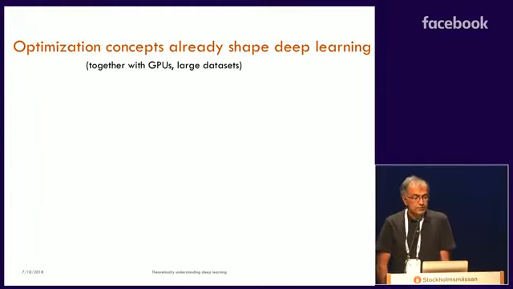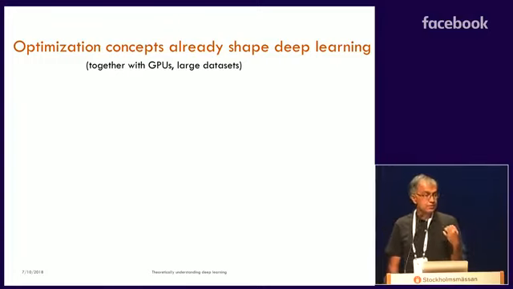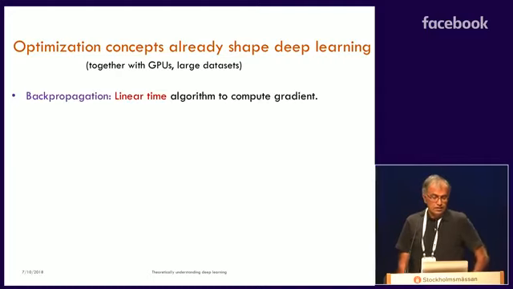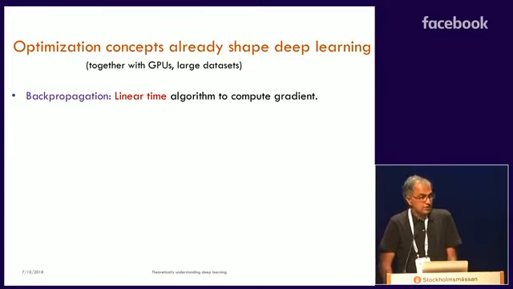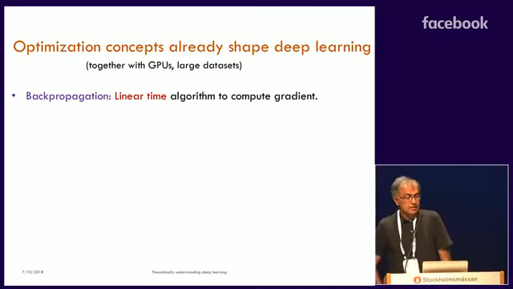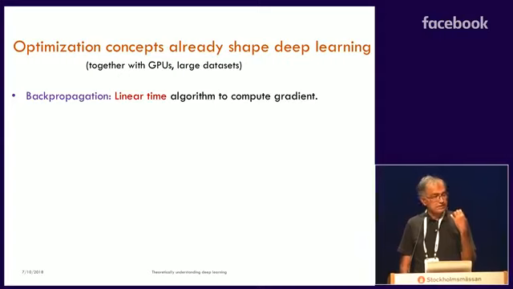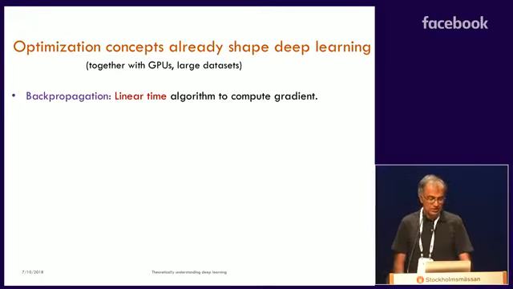The point I want to make is that optimization concepts have already shaped deep learning a lot, together with, of course, things like GPUs and large data sets. For instance, backpropagation is a very old algorithm, going back in its main ideas to the 50s or 60s. In its modern incarnation, it's very important because it's a linear time algorithm, linear in the size of the network. That's very important because networks today have millions of parameters, so a quadratic time algorithm, which would be naive, would be too expensive. So backpropagation is great that way.